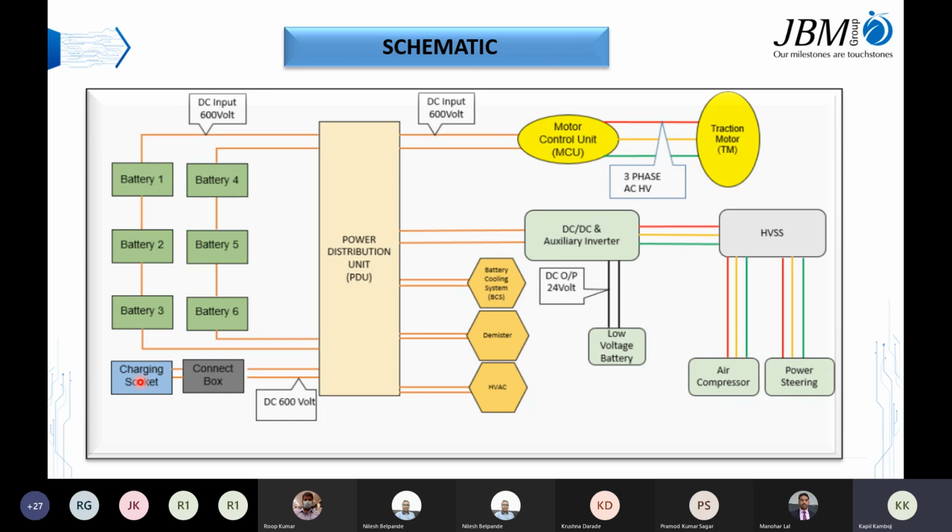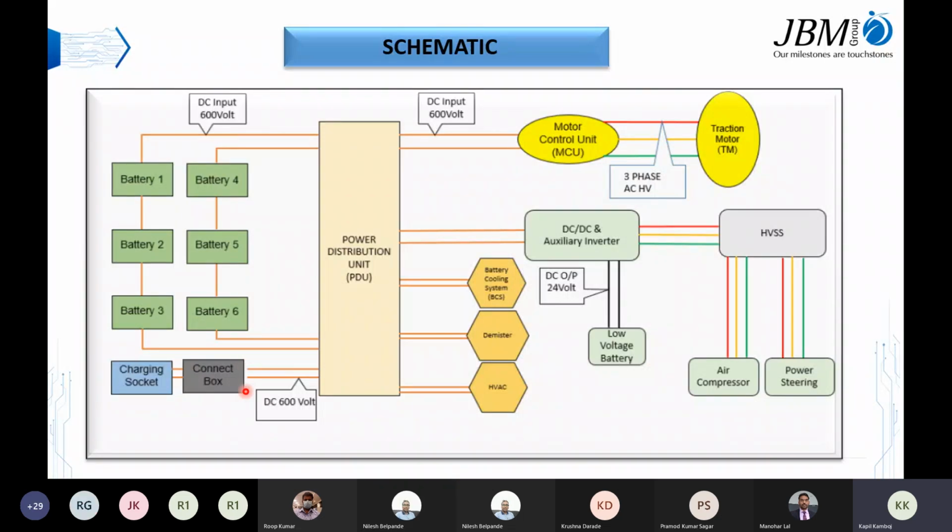Then we have a charging socket, and after the charging socket, we have a connect box, and from the connect box the connection goes to the power distribution unit. The purpose of this connect box is that the charging socket wires have a length constraint, they provide us 1.5 meter maximum, so this connect box is required. We can say this is just a connection between 2 high voltage cables.